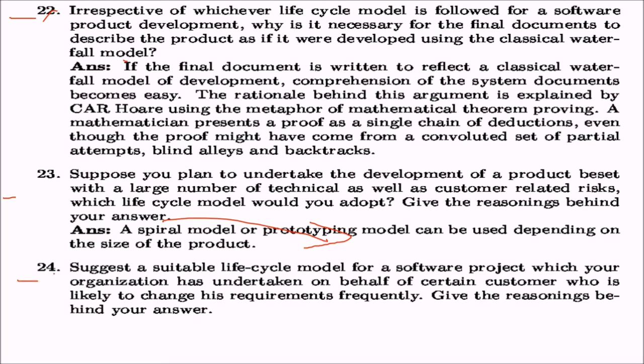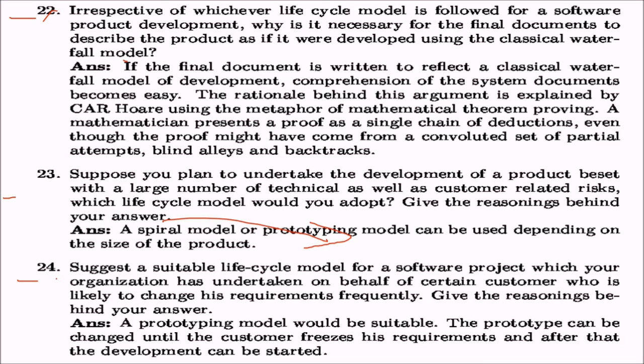Question 24 is, suggest a suitable life cycle model for a software project which your organization has undertaken on behalf of a customer who is likely to change his requirements frequently, and give the reasons behind your answer. The question says that the requirements are not well defined or fixed, so you'll use a prototype model. The prototype can be changed until the customer freezes his requirements. He says, okay, now you have given me the product which I would want, after a lot of prototyping, and then the development can actually be started.